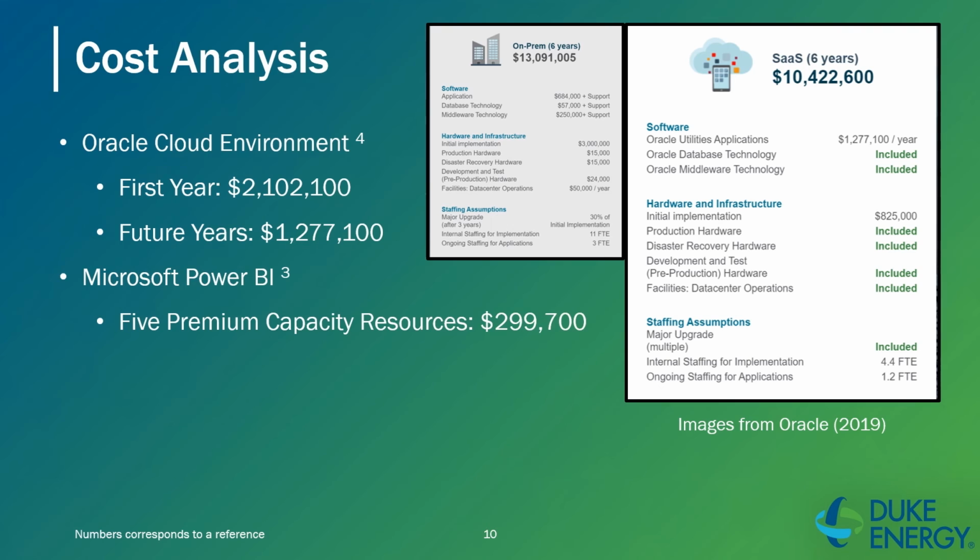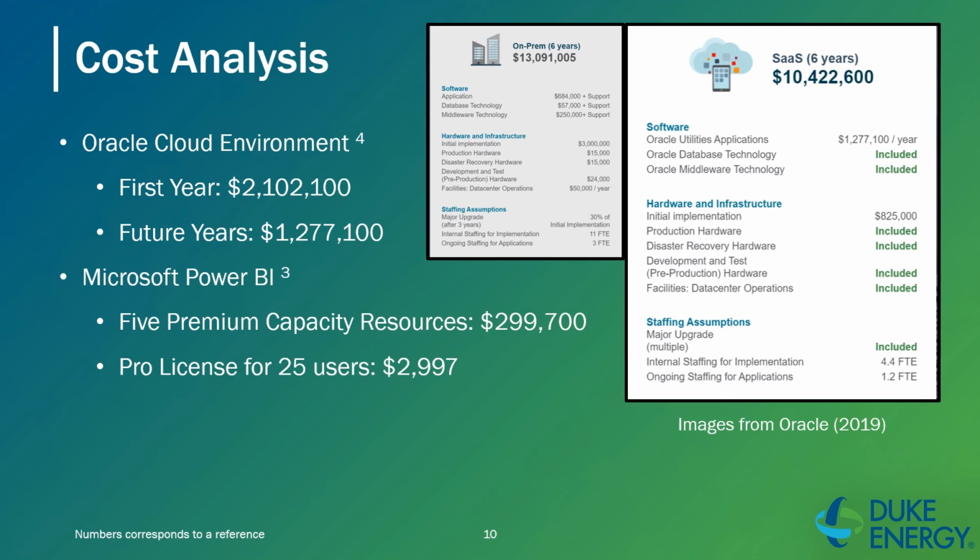5 resources have been included in this calculation for a total of $299,700. For comparison, this is how much Duke Energy would spend each month if every single one of their employees was given a pro license. Power BI Pro licenses will still need to be bought for those in charge of creating and maintaining reports. An estimate of 25 users throughout the locations of Duke Energy will be used in this calculation.